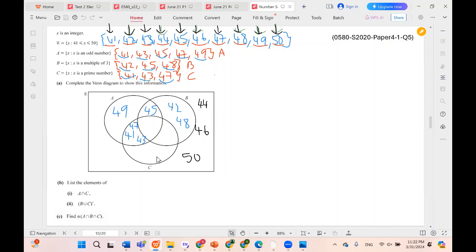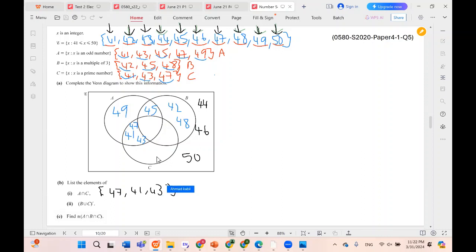In B, we are required to list the elements of A intersects C. So this is simple enough. This would be 47, 41, and 43. And remember to close the curly brackets.